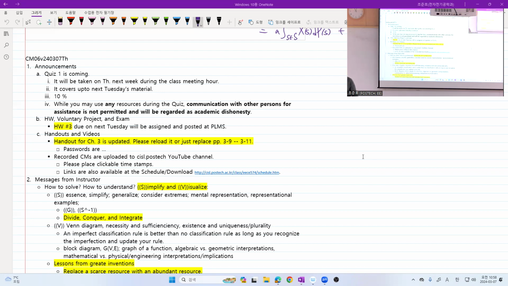Homework 3, of course, will be assigned today or tomorrow. Handout for chapter 3 is updated, but only the first few pages. So pages 3-9 to 3-11 are changed.